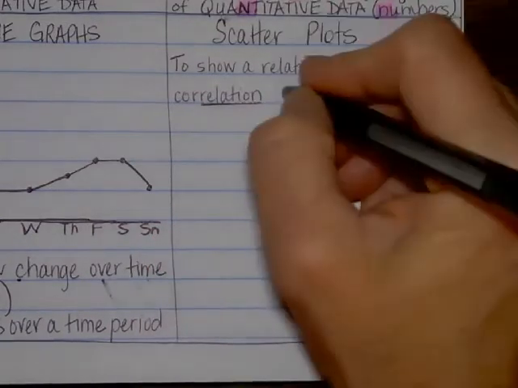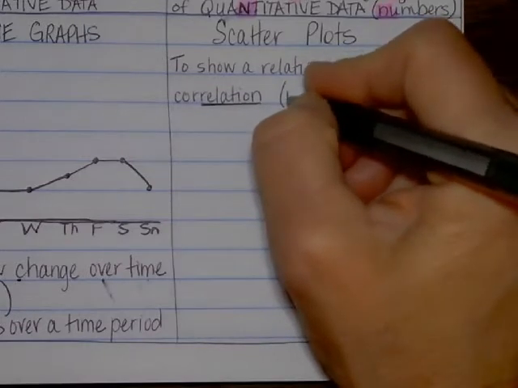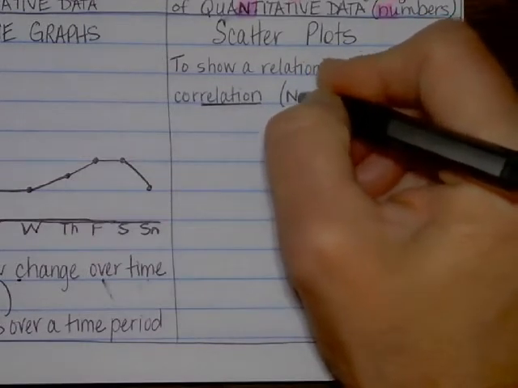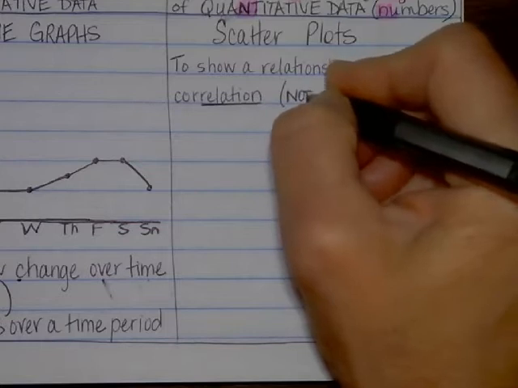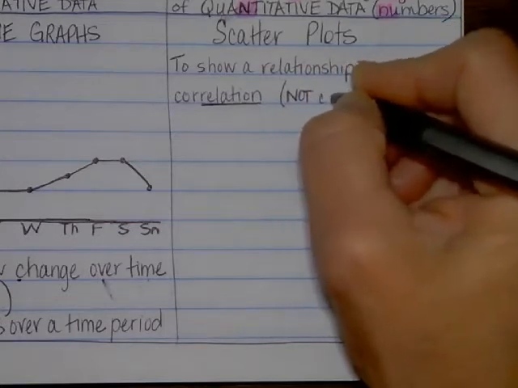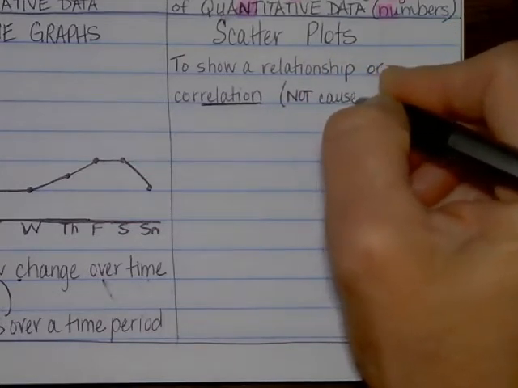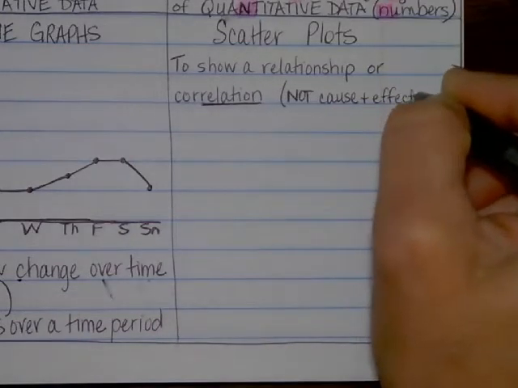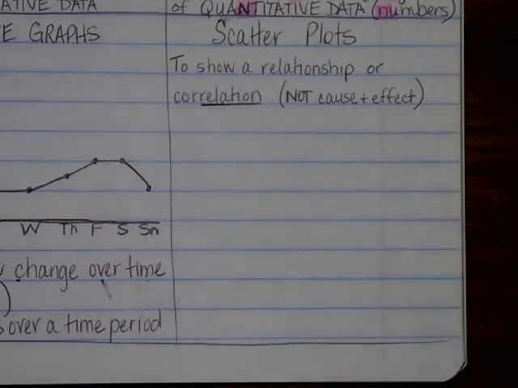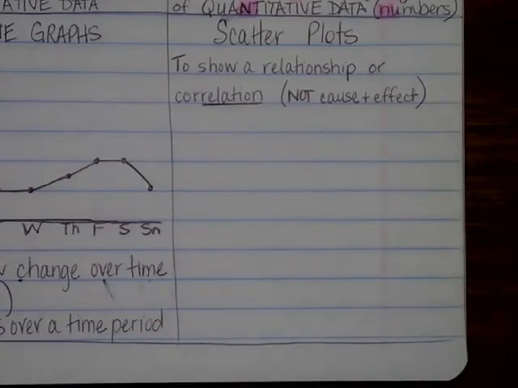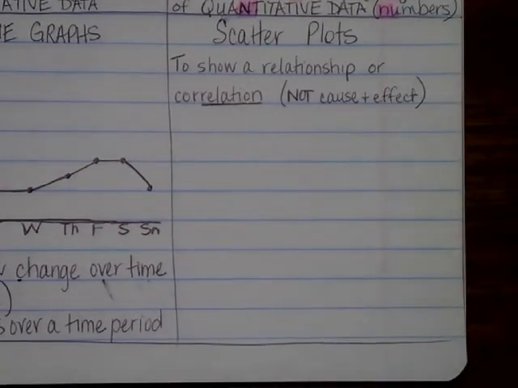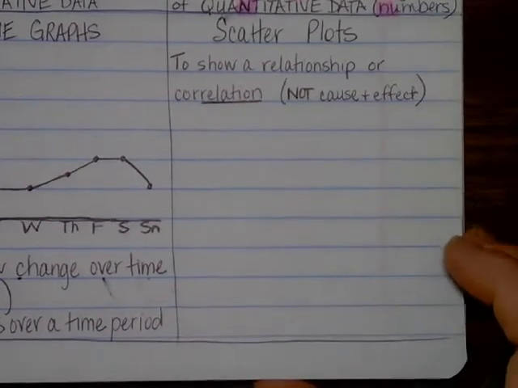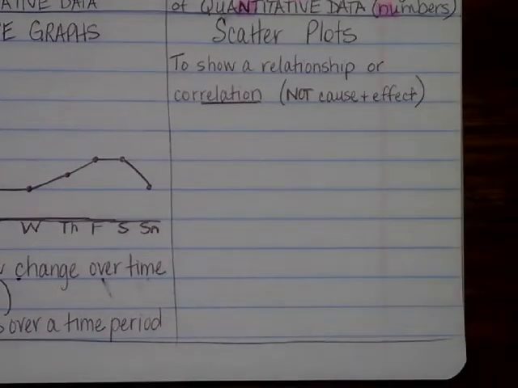However, I want to caution you, correlation does not always mean cause and effect. Now you may be able to test out whether one thing causes another, but you can definitely see if there seems to be a relationship between those items. And I'll give you some examples later of why we don't assume that there is a cause and effect relationship.